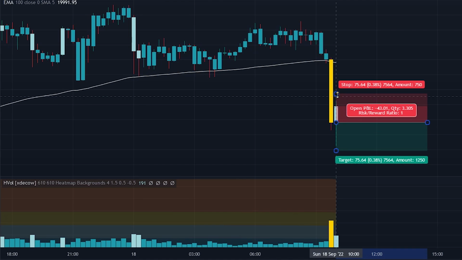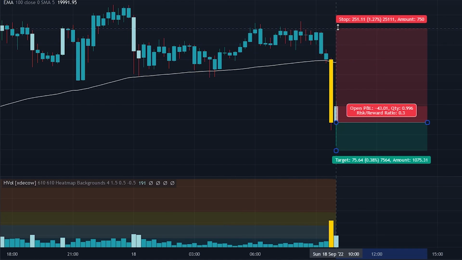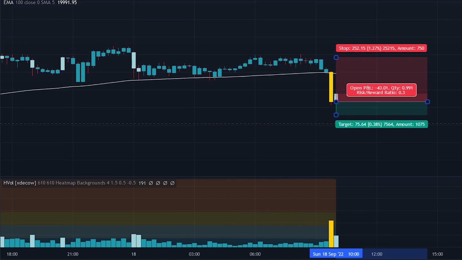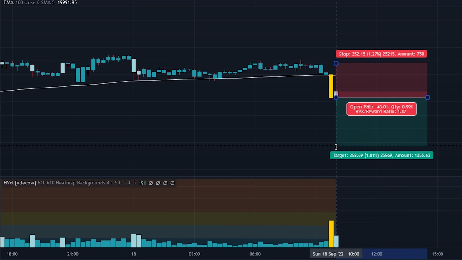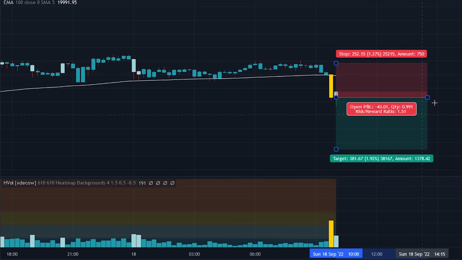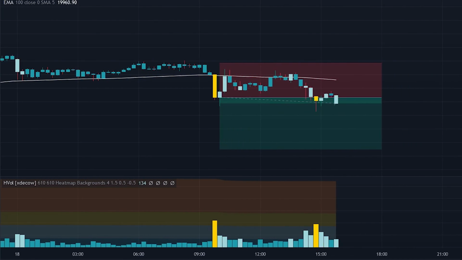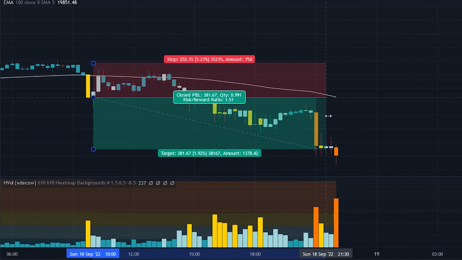We will put the stop loss at the recent swing high. For the take profit, we will target a 1.5 times risk to reward ratio. Now let's see how the trade plays out. As you can see, the trade was very profitable.